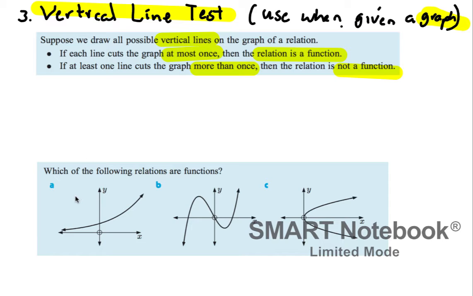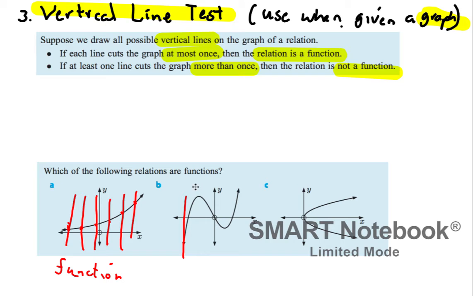So let's look at example A. Regardless of where I draw these vertical lines, notice I'm only intersecting the function at exactly 1 point. So this is an example of a function. So A is a function. Now you don't have to draw all these lines, you only have to draw one. But I want to show you that it doesn't matter where you choose to draw your line, it's only going to hit it once. So regardless of where you choose to draw your vertical line, again you only have to draw one, it only intersects this graph at exactly 1 point. So that means that B is also a function.